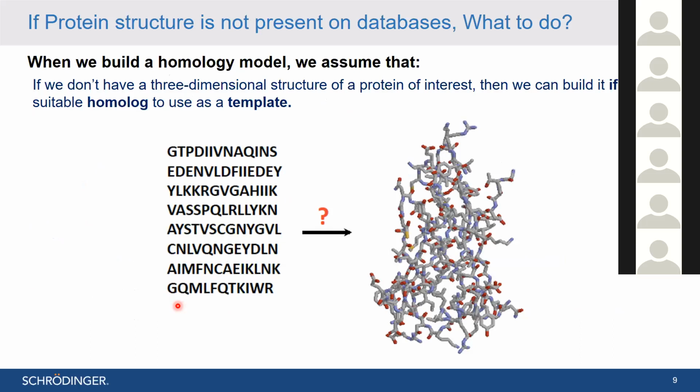So what if this is the idea of today's session: what if you don't have the structure of the protein available in the database? Normally, if you find it in the database, that's well and good. If you don't find it in the database, then you need to ask yourself, can I develop a model for this particular protein? The best answer is you need to look into the sequence database.